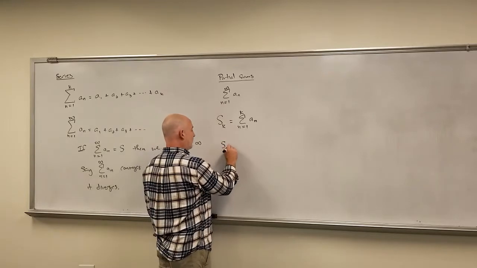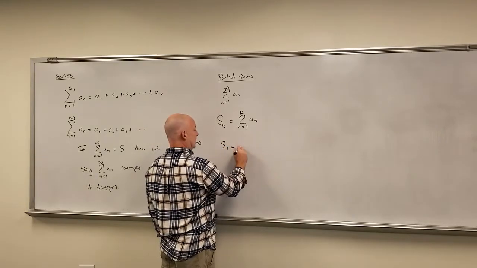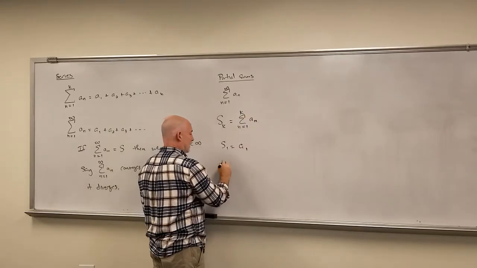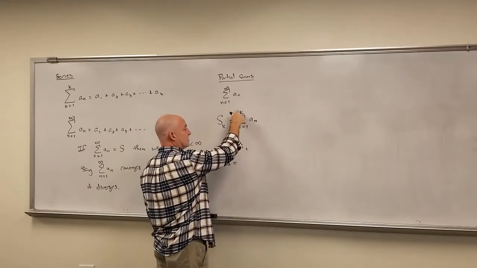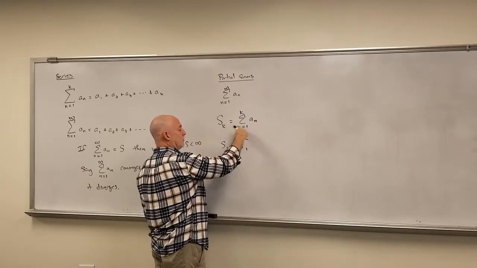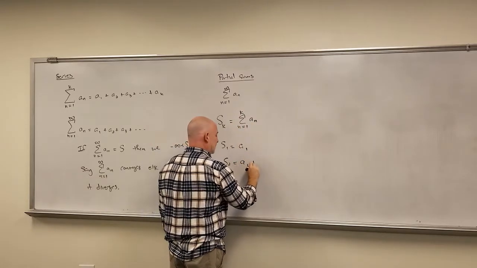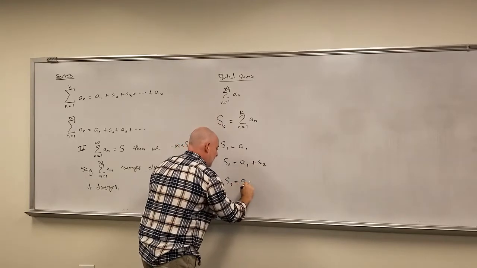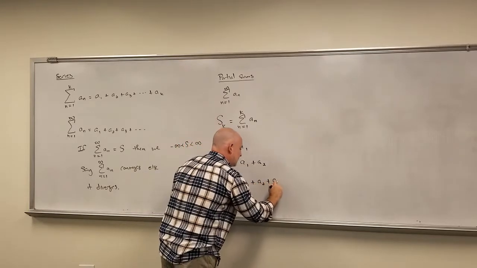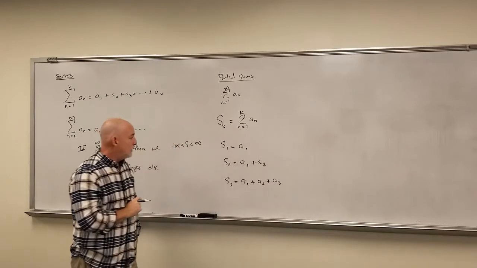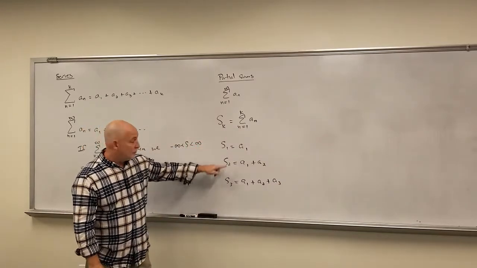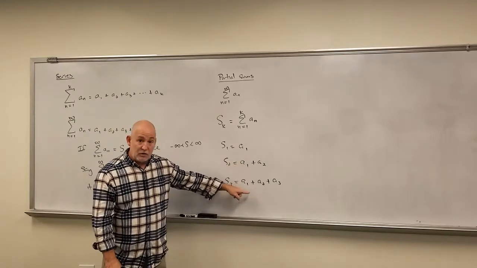So s sub 1 would just be a sub 1, because it would go from 1 to 1. S sub 2 means the top would be 2, so we plug in 1, we plug in 2, so it'd be a sub 1 plus a sub 2. S sub 3 would be a1 plus a2 plus a3, so on and so forth. Now notice, these should all be finite values because we're adding up a finite number of terms on the right-hand side.